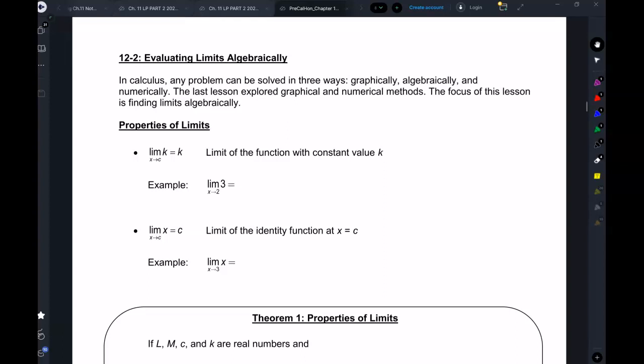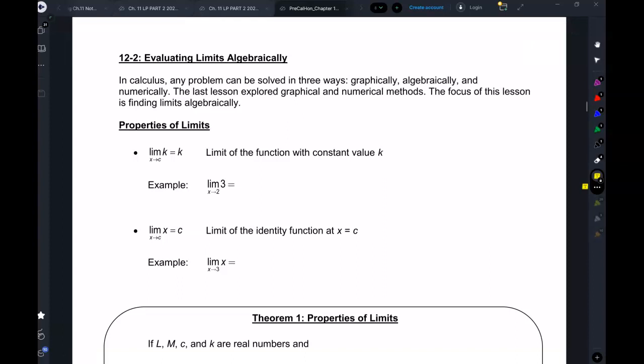Okay. Thank you. So let's talk about properties of limits. The first thing we're gonna build up with our functions, right? The first function we're going to take is the simplest function, which is y equals k.